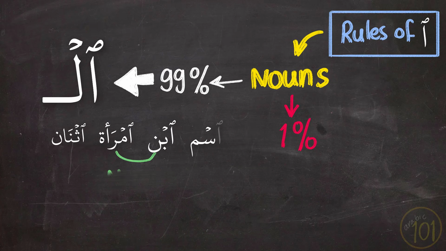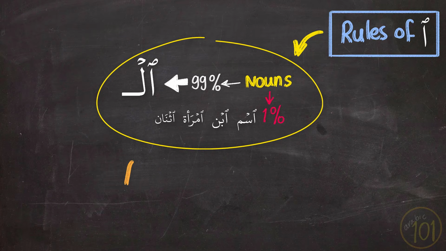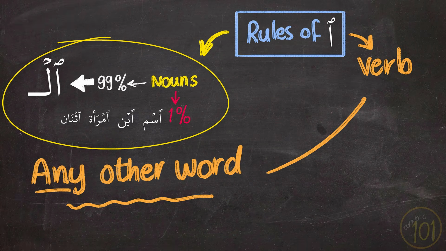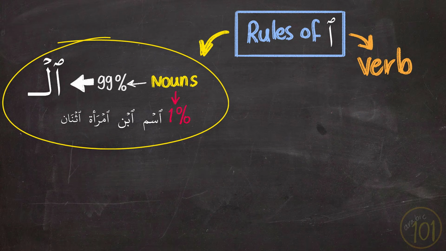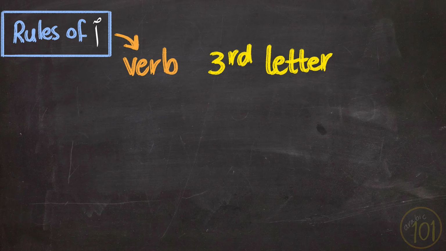So hamzat al-wasl receives fatha in 99% of the cases for nouns starting with al. And there are only a few cases for nouns starting with hamzat al-wasl which all receive kasra when starting at them. Any other word you come across in the Quran starting with hamzat al-wasl will automatically be a verb, which means that we apply what we call the third letter rule.